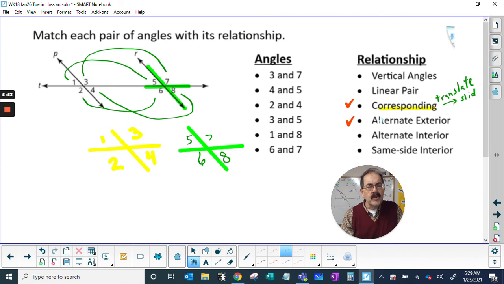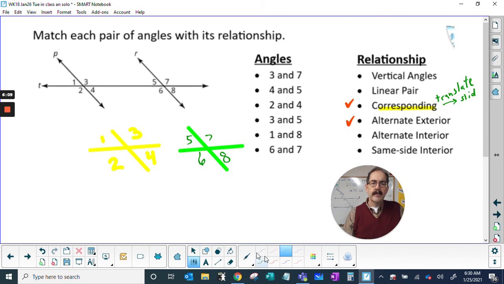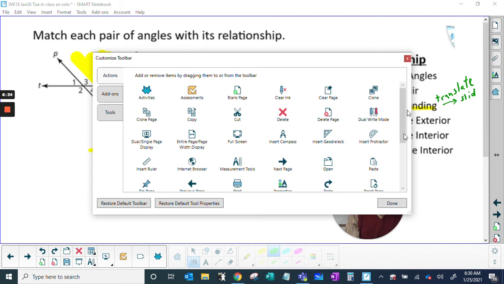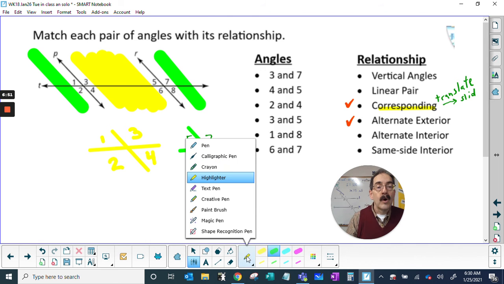Okay, now alternate exterior. The first thing I want you to do is recognize interior, exterior. Interior, exterior. So, interior is in between the parallel lines. Exterior, outside. So alternate exteriors.